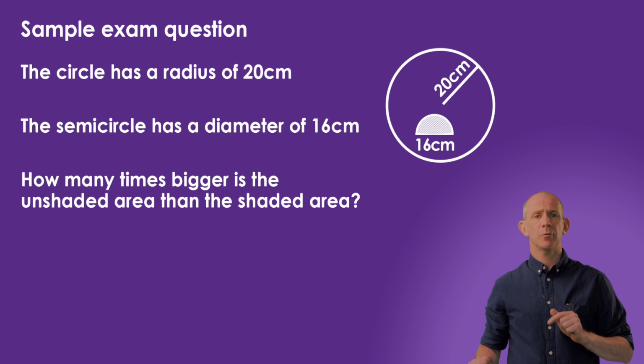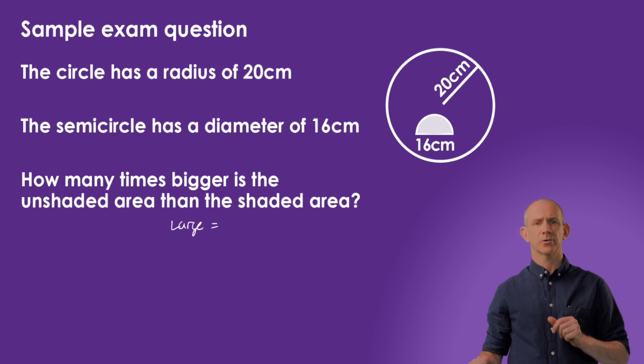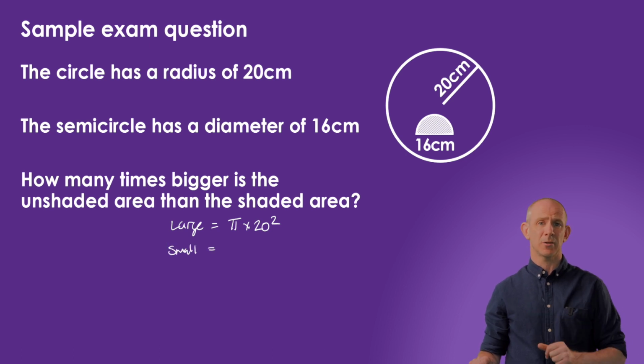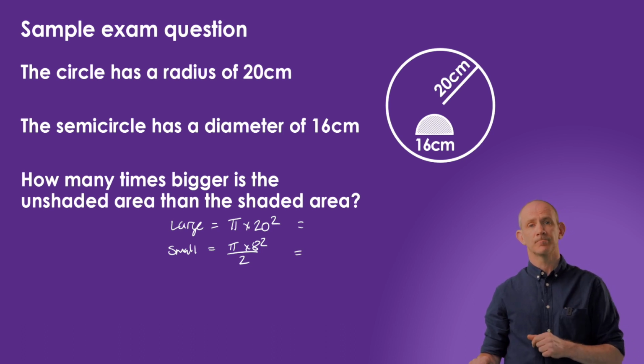Let's think about how we would calculate the larger circle. We calculate the area of the larger circle by doing pi times 20 squared. In order to find out the unshaded area, we would then need to subtract the area of the shaded semicircle, for which the formula would be pi times 8 squared divided by 2. Because 8 is the radius, and we're dividing it by 2 because it's a semicircle.